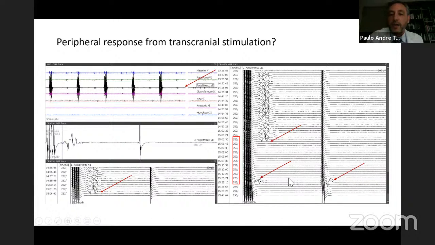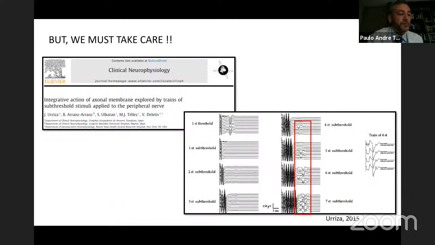I know that because I have the response here with a single pulse, and I have the same response with a train of pulses with much intensity. So when I go down again, the central response disappears and the peripheral response disappears. This patient outcome was not good. It was a grade 5 House-Brackmann.